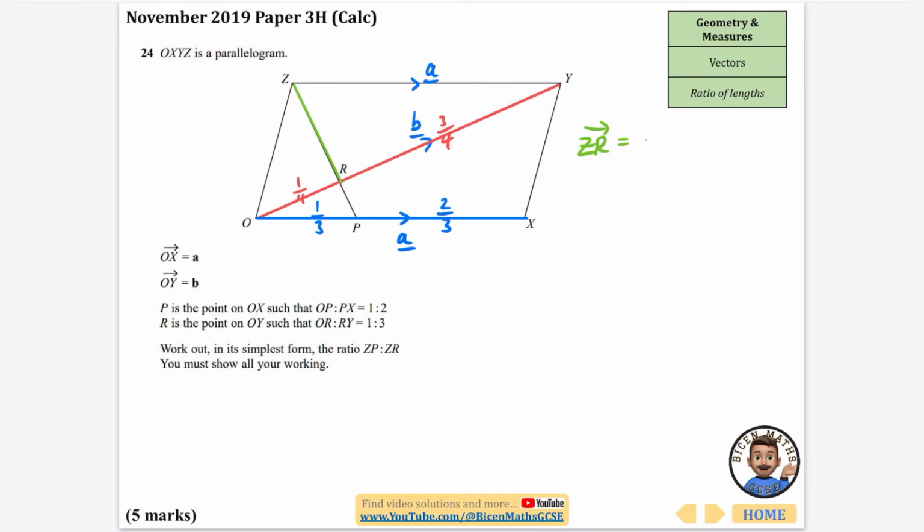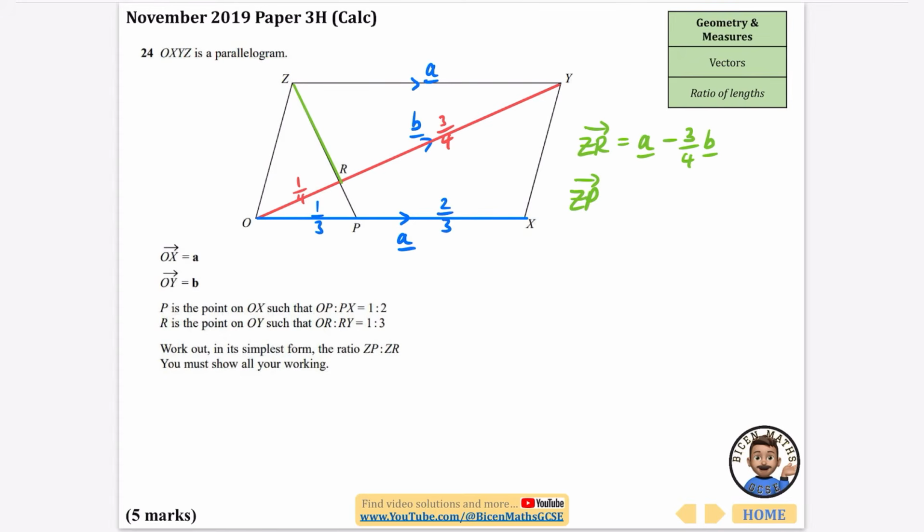So ZR is going to be A as we move along here. And then it's going backwards 3/4 of B. So it's going to be A minus 3/4 B. Now I'm going to try and find out what ZP is, but using a different route. How am I going to get from Z to P? So ZP, well, I think I can probably do a weird route.